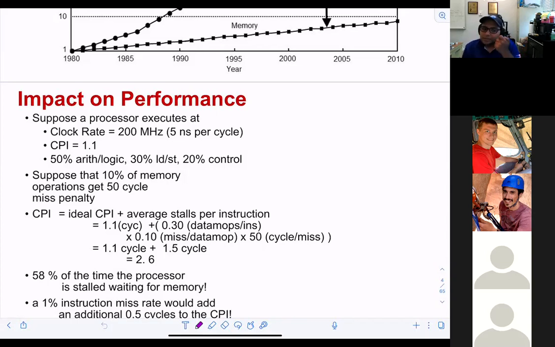Suppose that 10% of the memory operations get a 50 cycle miss penalty. What does miss penalty mean? Imagine the following. Imagine that I requested an item from the memory. The memory didn't give it to me on time. That's called what? Miss penalty. So the miss penalty for me, 10% of the time, every time it's taking what? 50 cycles.